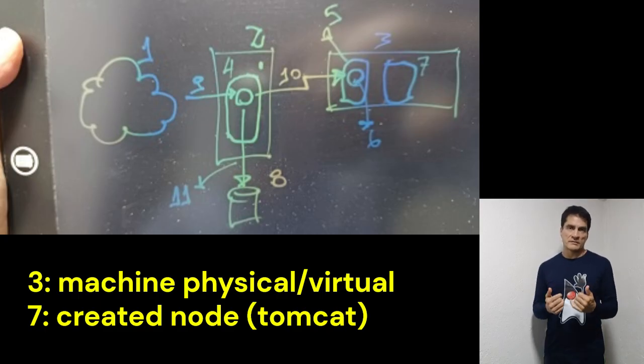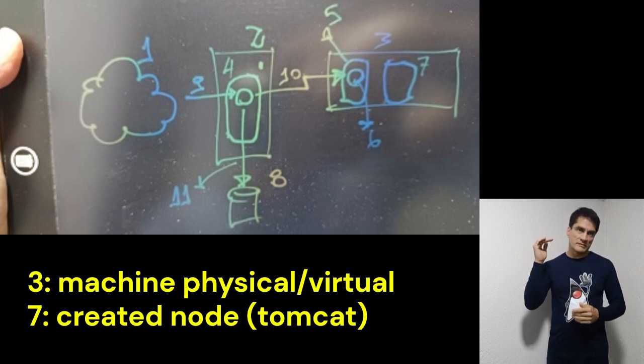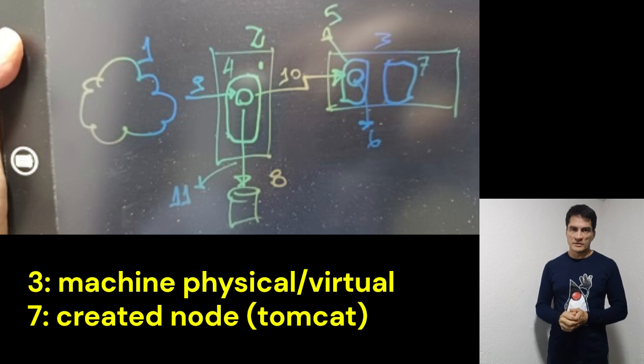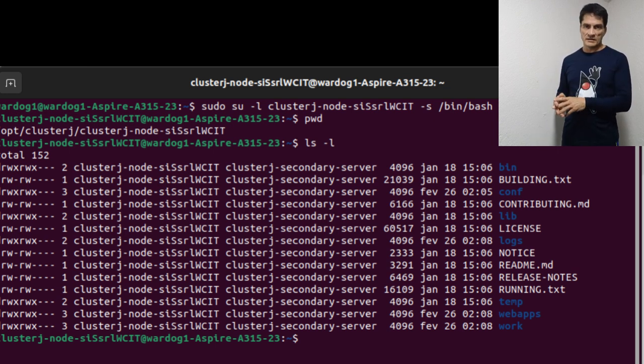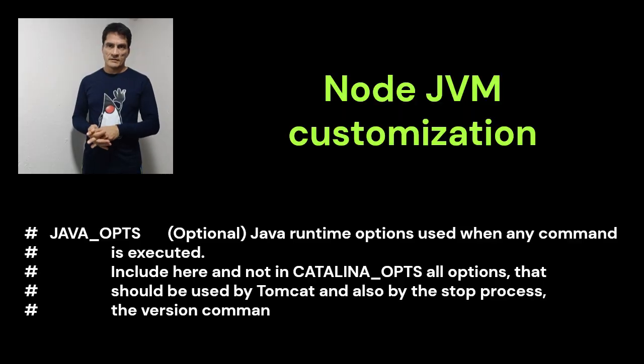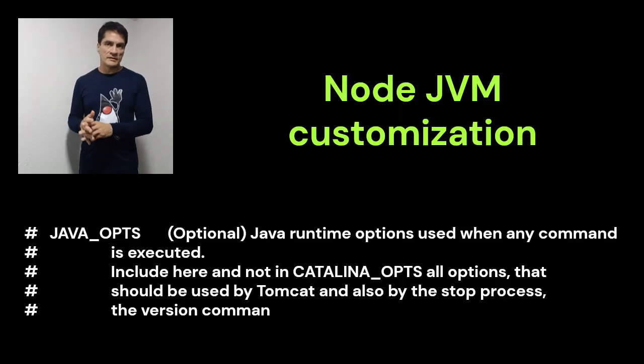When a cluster is created in ClusterJ, a set of nodes are created along with the cluster. Each of these nodes is a Tomcat installed in a dedicated Linux account and running in its own Java virtual machine. The node management is done individually, one by one, by the user.